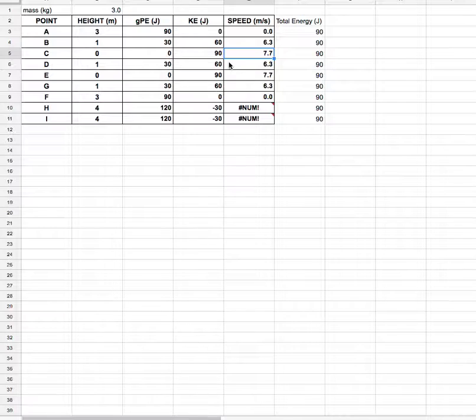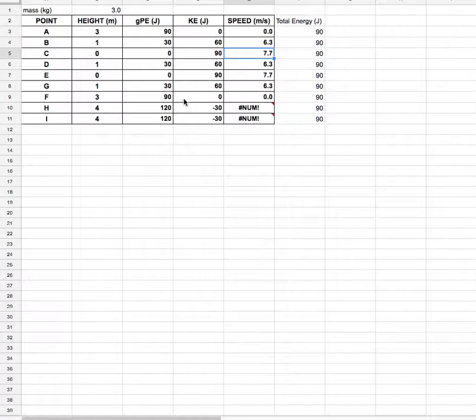Now, what's interesting is a couple of things. Notice that B and D have the same velocities, as do C and E. If you have the same height, you have the same gravitational potential energy. Then you're also going to have the same kinetic energy, which means you're also going to have the same speed. And where the gravitational is the least, kinetic is the most, and so the speed is the most.